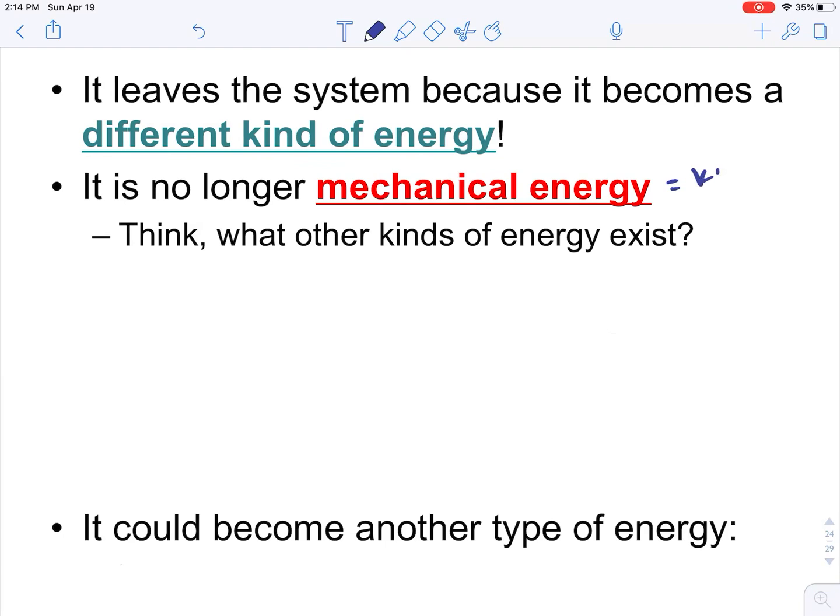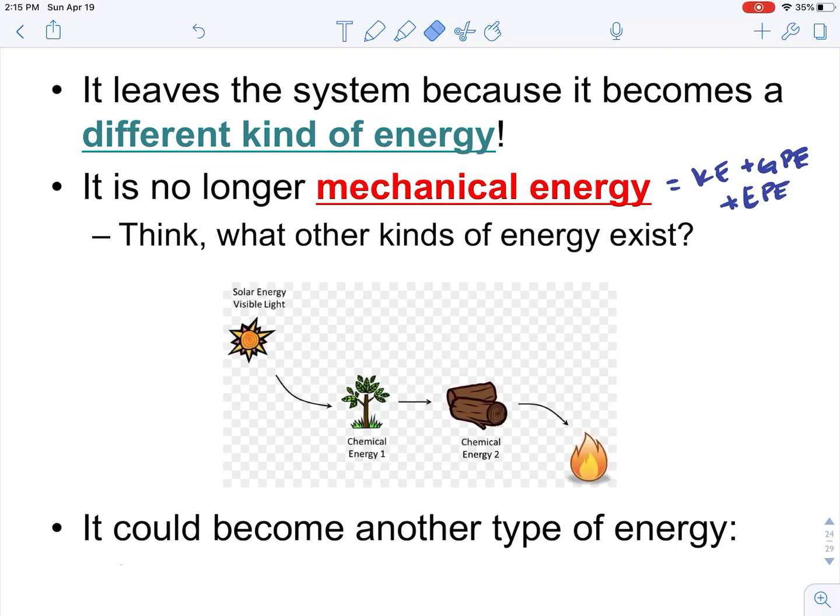So it's no longer mechanical, but mechanical energy is just kinetic and both types of potential. Technically it includes elastic. We just don't do math with elastic to make it easier. But are those three types of energy the only types of energy that exist?